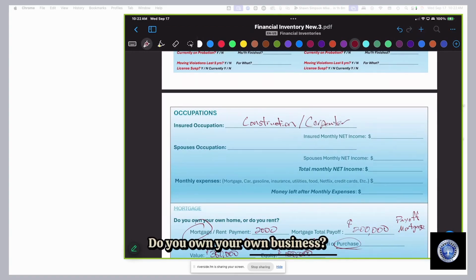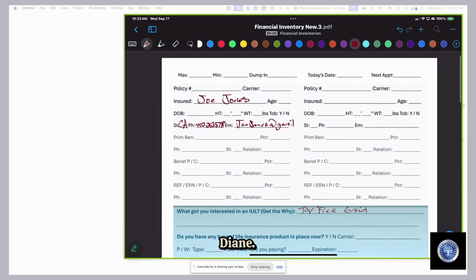Do you own your own business? I do. Okay. And so you don't have a 401k or anything like that through your own business, or a SEP 401k or a SEP IRA, nothing like that. Nope. Okay. And then what is your monthly income? Somewhere around 10,000. Okay. Now I know I should have asked you this earlier, but are you married, single, divorced, widowed? I'm married. Okay. And then what is her name? Diane. Same last name? Yeah.